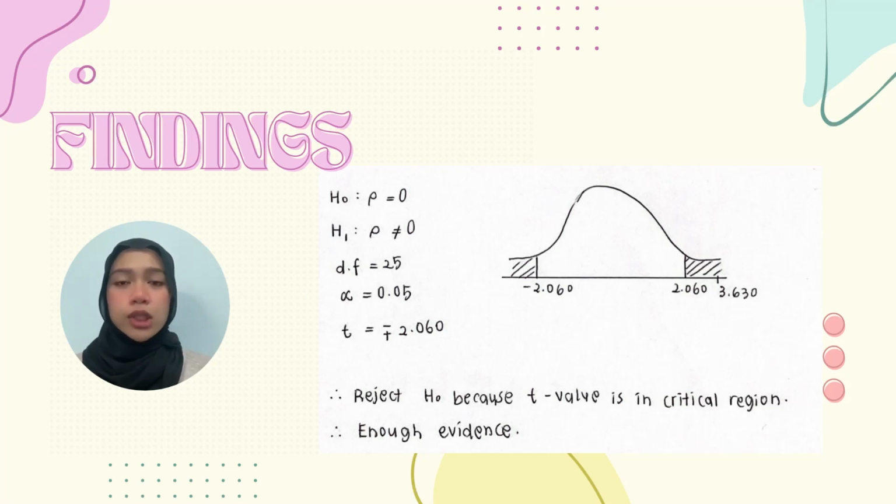So we'll draw a normal distribution graph and then put in all the values. Based on the slide, it can be seen that the t value is in the critical region, which means we should reject the H naught.